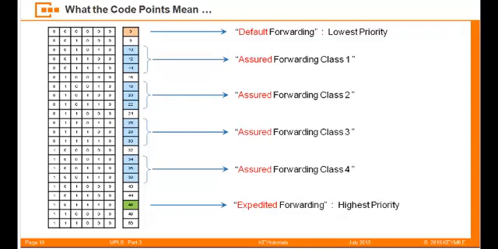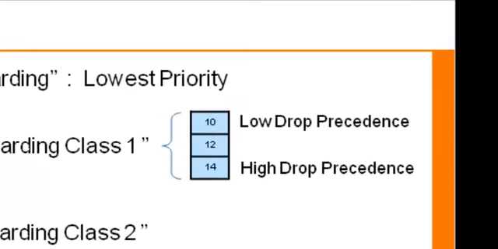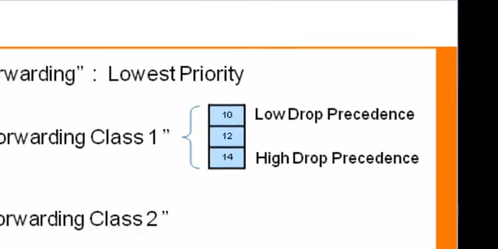Included in the assured forwarding class code point is an extra piece of information called drop precedence. Now, if the router uses traffic policing and decides to drop certain packets rather than transmit them, the code point within the forwarding class indicates which code point is more and less likely to be dropped. Counterintuitively, the higher the code point in a class, the more likely it is to be dropped.